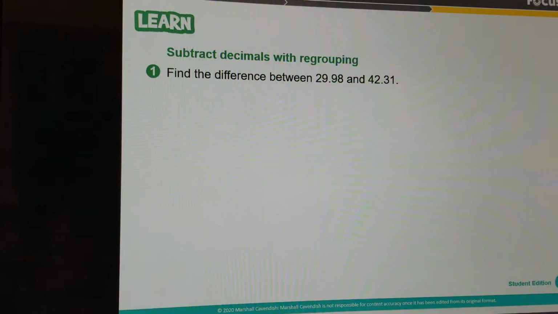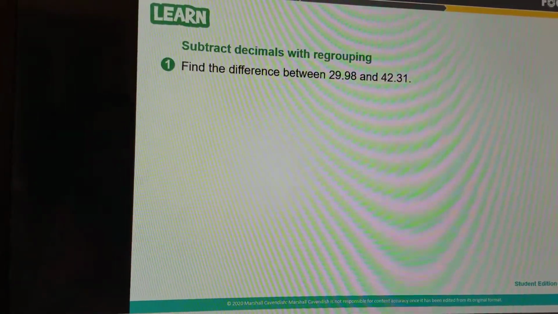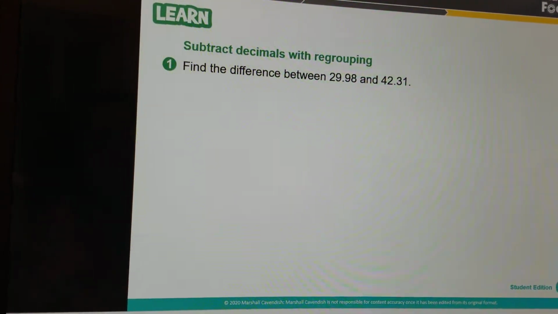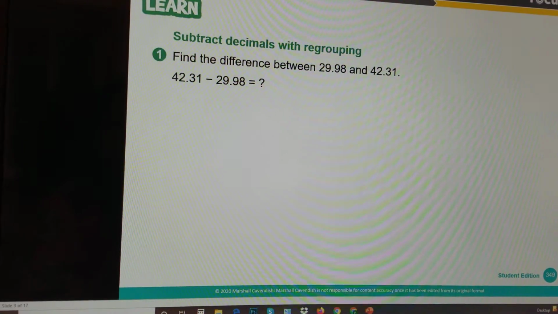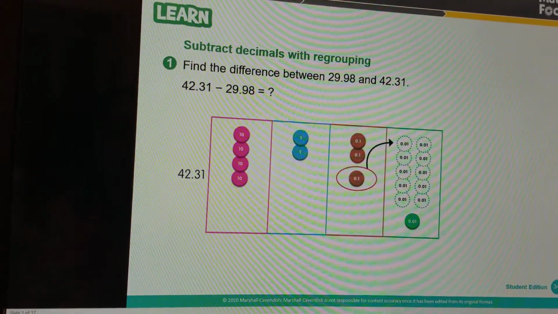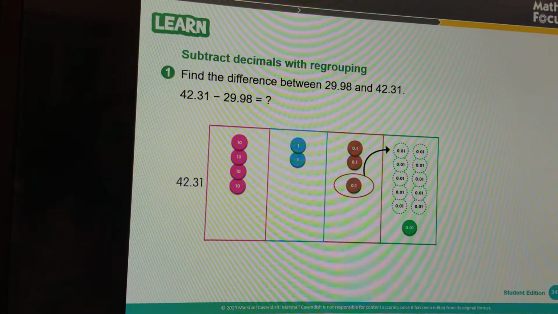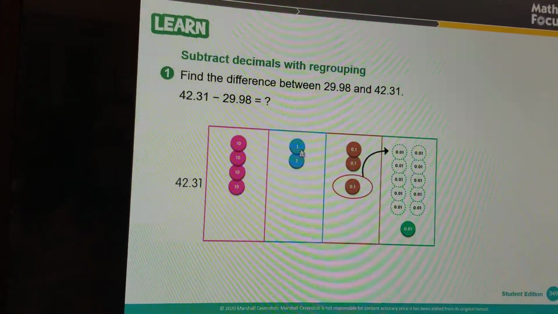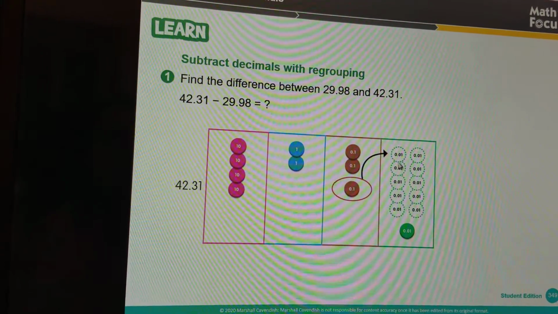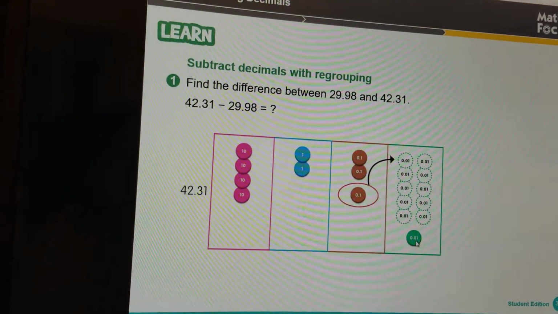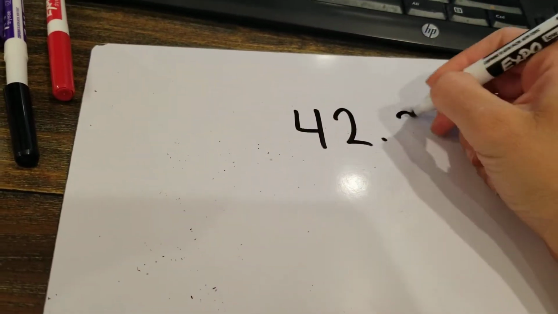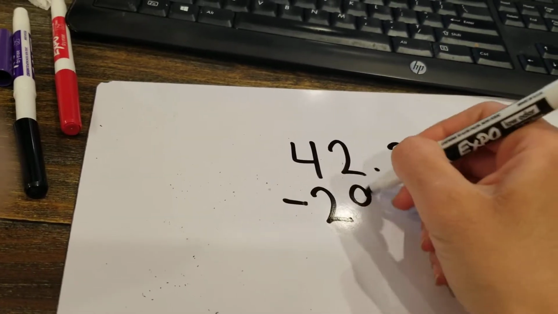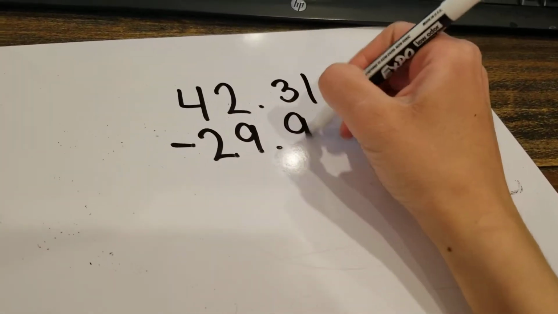Find the difference between 29 and 98 hundredths and 42 and 31 hundredths. I want to subtract the smaller number from the bigger number. Over here it's showing us that we have 4 tens, 2 ones, 3 tenths, and our hundredths. I'm going to show it to you over here as I solve the problem. So 42 and 31 hundredths minus 29 and 98 hundredths.